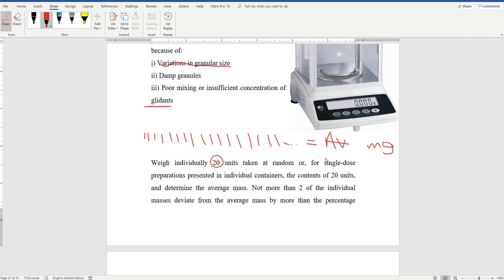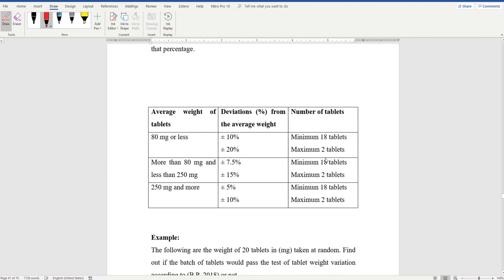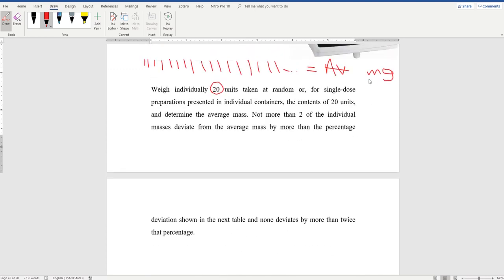511. Then, according to the British Pharmacopoeia, you need to refer to this table. This table says, look at the average weight. Now, let me assume that the average weight is 600, okay? So I have an average weight of 600 milligrams.